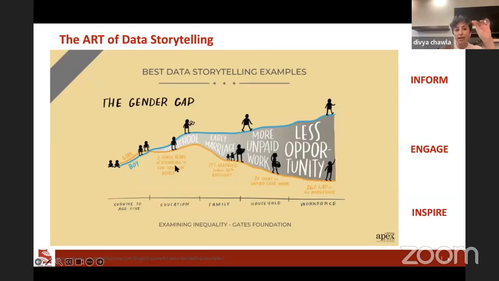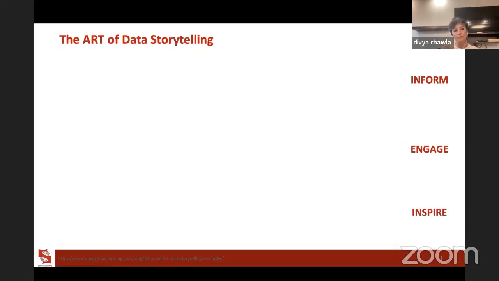And then they have added how through every few years, the journey keeps going down for the girl child and keeps going up for the boy child, which results in the gap of 26% that is seen in the workforce between males and females in that continent. So a beautiful way of depicting a story using data to educate about the gender gap, right? This was a very classic example. I thought it was beautifully explained.